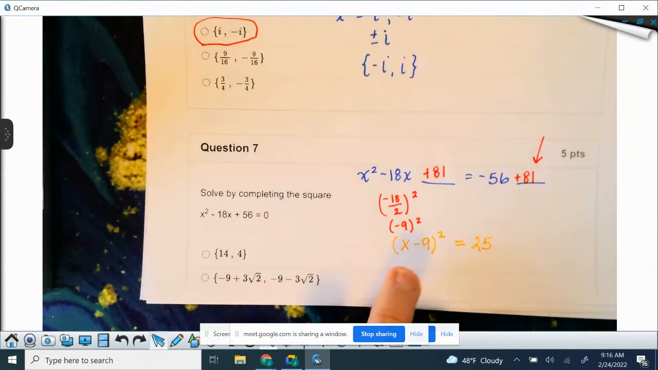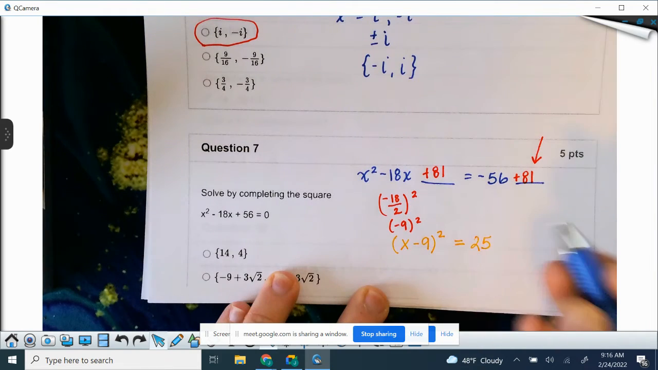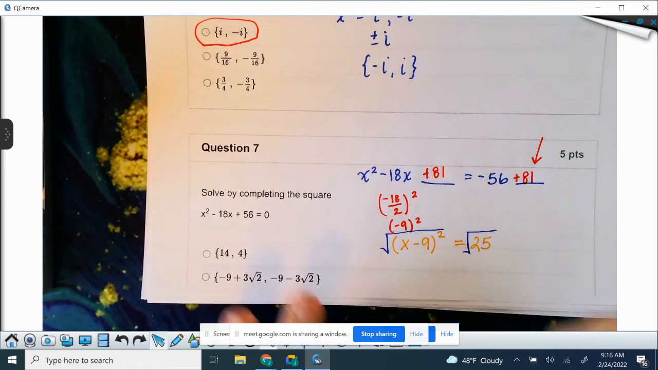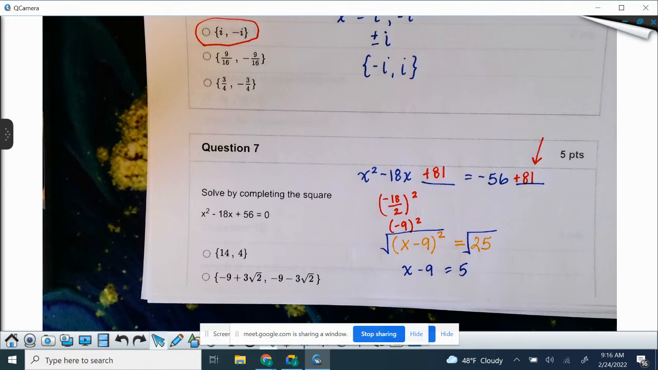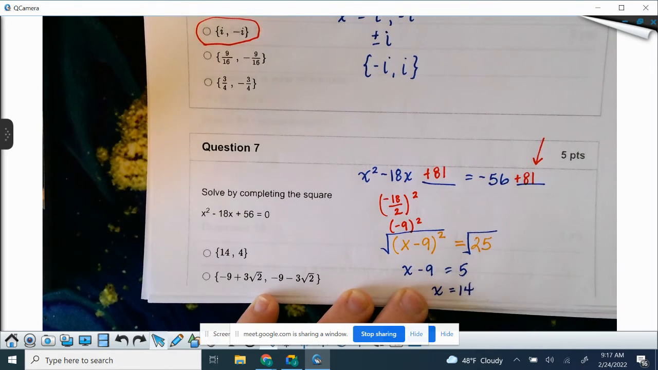We need to get x by itself. So again, it's in parentheses with that squared up there. So we're going to take the root of both sides because that's the inverse of squaring. And I end up with x minus 9 equals 5. And then we're going to add 9 and get 14.